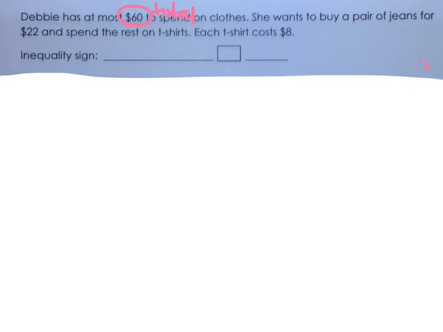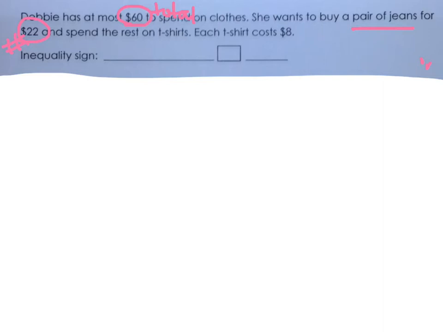Each t-shirt costs $8. Okay, so that 22, how many times is she paying for that? That's just a one-time fee. It's just a pair of jeans. So that's going to be the number that's by itself. It's just a one-time fee.